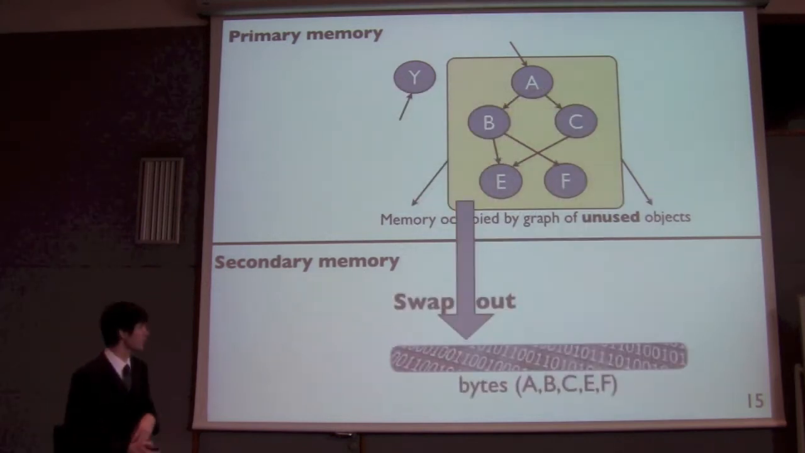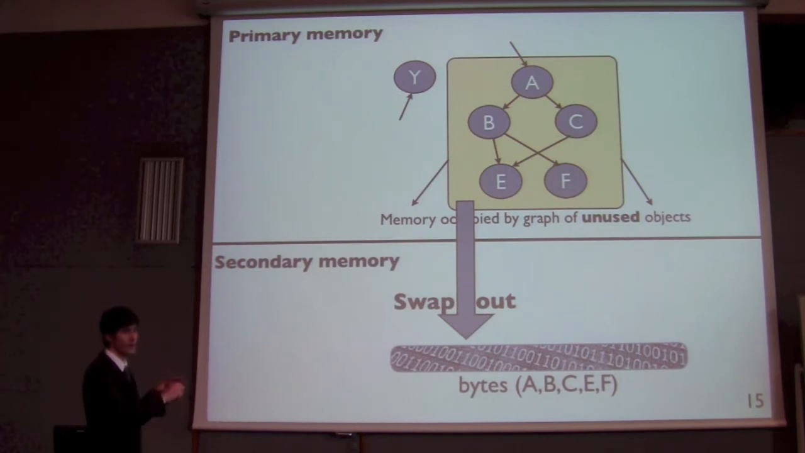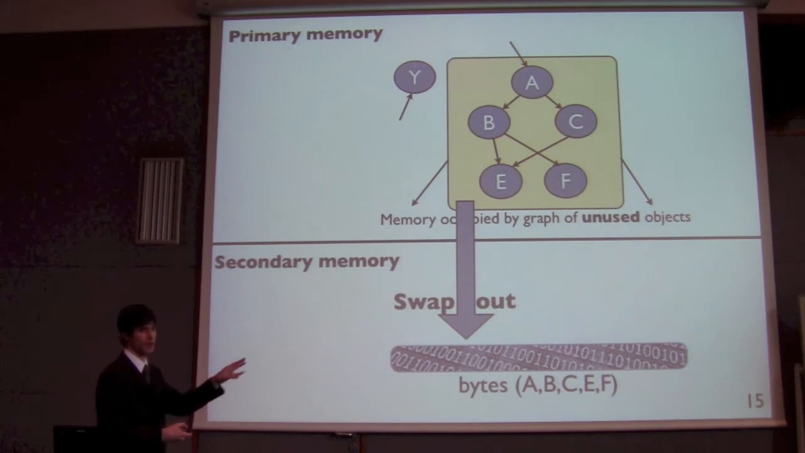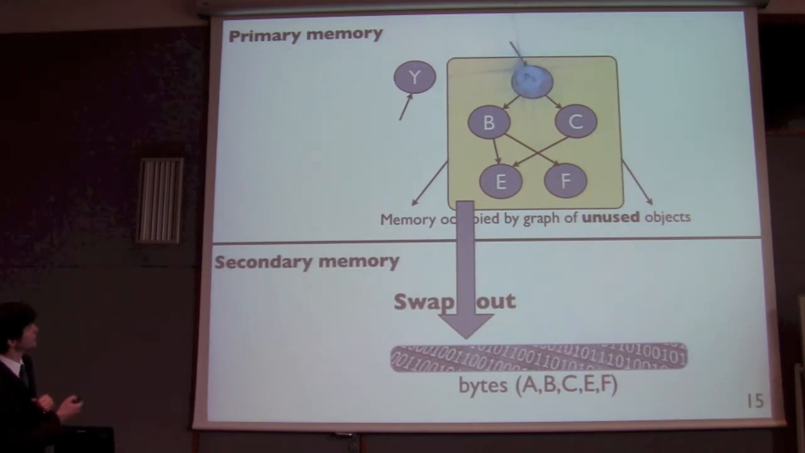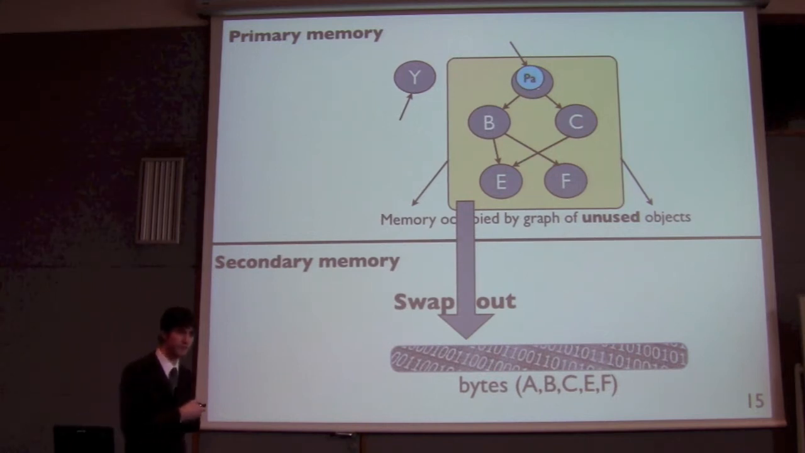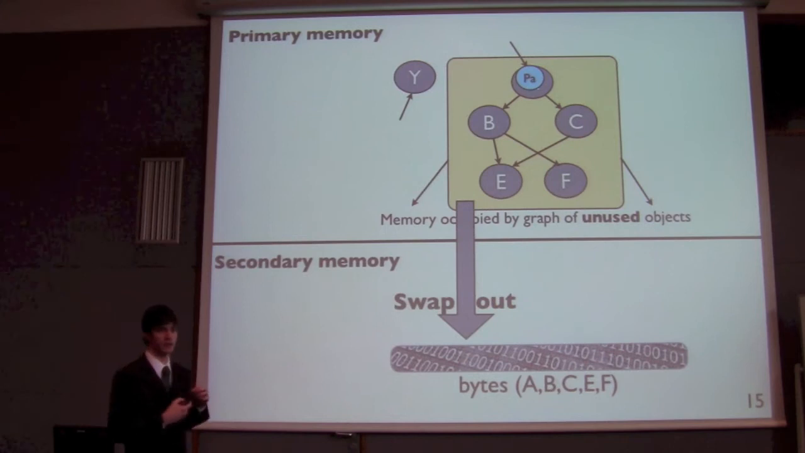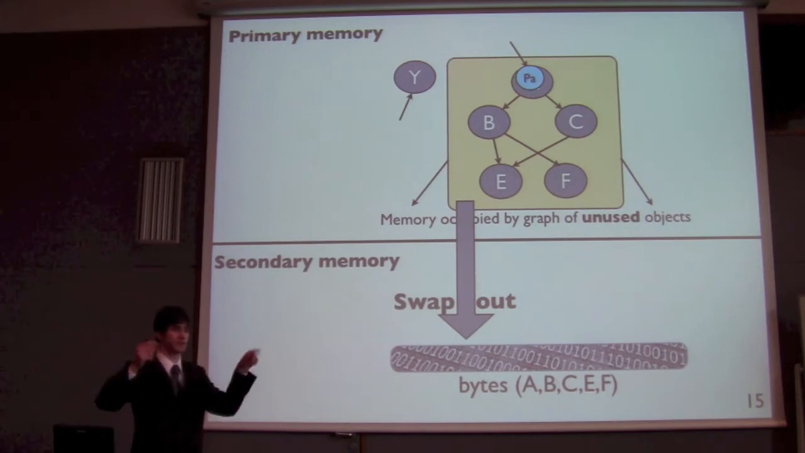So now let's say that we want to swap. What we do is we serialize the object graph. We get a binary representation, a chunk of bytes of the serialized graph, and we store it in secondary memory. Then what we need to do is create a very special object, which is a proxy, which you can see is much smaller in size than the original objects. And this proxy is a special object that intercepts all messages.